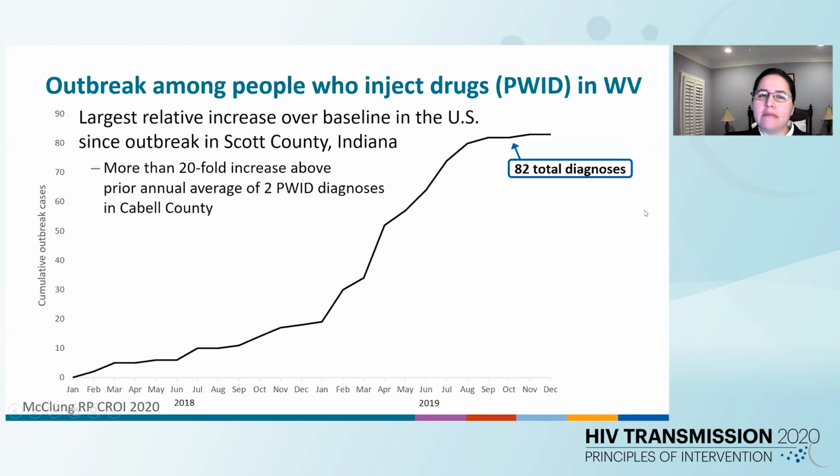Now I'd like to spend some time discussing an HIV outbreak among people who inject drugs, or PWID, in Cabell County, West Virginia, because it offers a tremendous example of the power of cluster response in focusing other interventions. The 82 diagnoses in this outbreak represented a more than 20-fold increase over the prior baseline of 2 diagnoses per year among PWID in Cabell County. This response was a joint effort of the state and local health departments and CDC. And as the outbreak unfolded, we implemented a wide range of activities in all 4 EHE pillars.